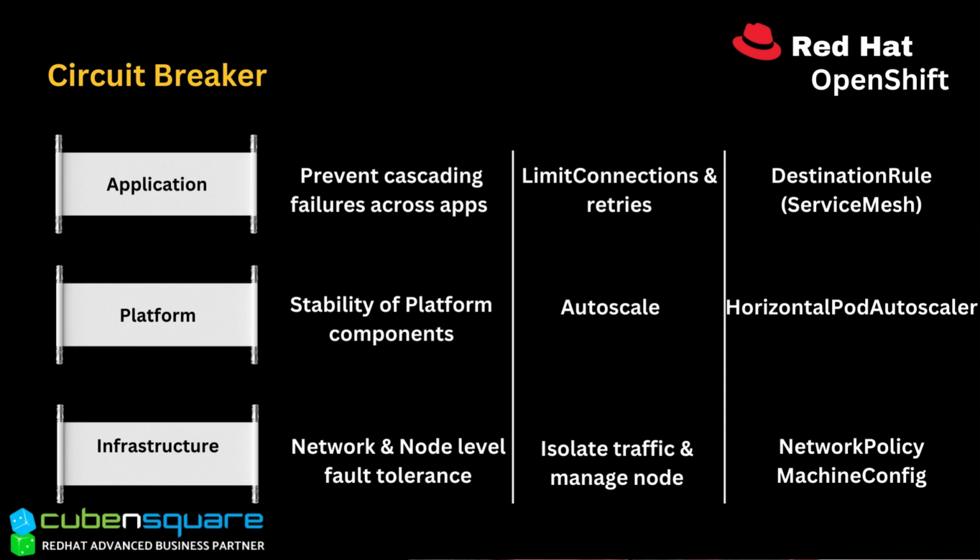Now, when it comes to circuit breakers for Red Hat OpenShift specifically, we can categorize them into three different areas: application, platform, and infrastructure. They also wanted me to categorize it this way because their team is split across multiple teams, where one team handles infrastructure, another handles platform, another handles application, and SRE comes on top of that. That's why I had to categorize it this way.